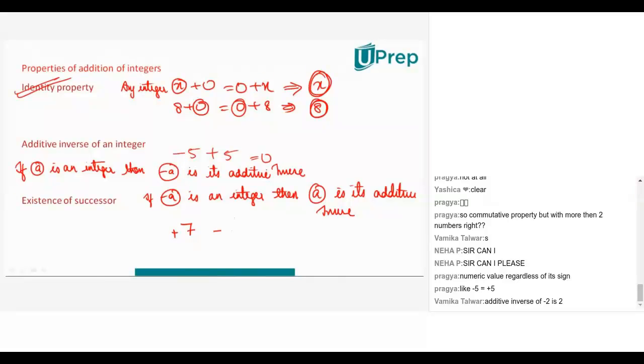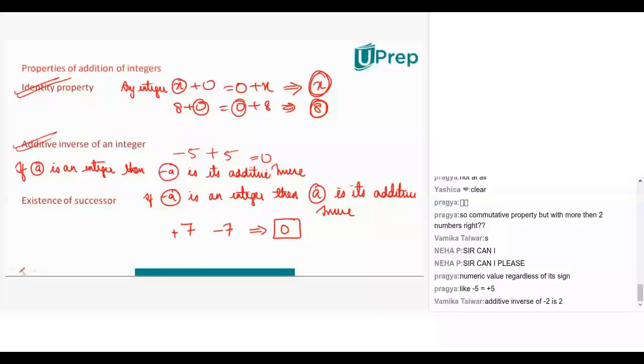Have you guys copied what's written? Sir, can you repeat? Have you guys copied what's written? Okay. So that I can erase it. Alright, let me do it.